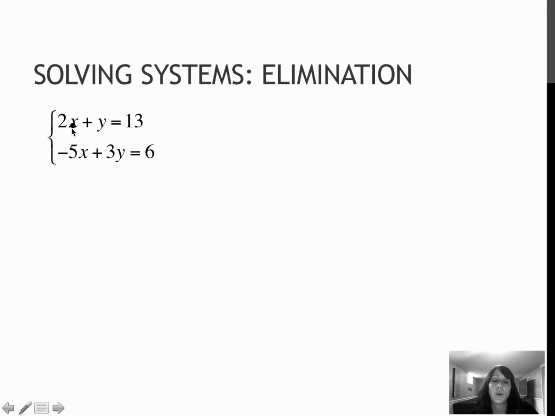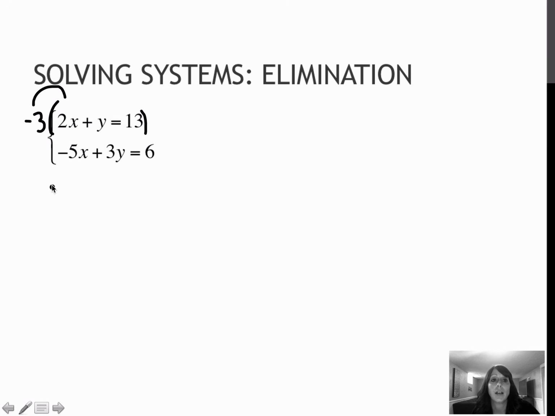I can look at the 2x and the negative 5x and see that they have opposite signs, but in order for me to make those numbers the same, I would have to multiply the first equation times 5 to result in 10x, and the second equation all times 2 to result in negative 10x. That's one option. I'm going to choose instead to take my whole first equation times negative 3, because here I have a positive 3y, and if I take this equation times negative 3, I will end up with negative 3y.